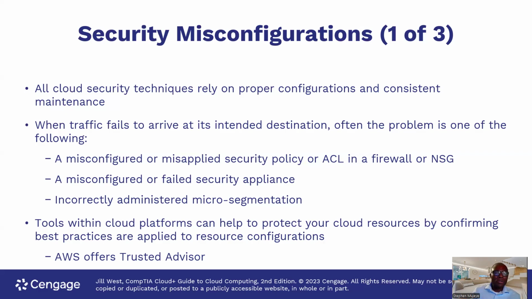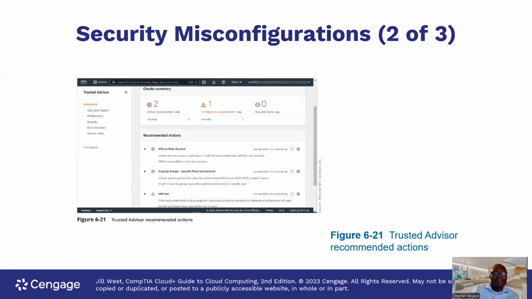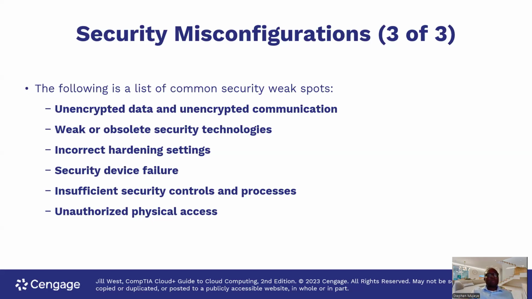There are tools that can be used within the cloud to help protect the cloud resources by confirming best practices are applied to resource configurations. AWS offers Trusted Advisor, right? You can see the Trusted Advisor recommendations like MFA, the same things, IAM, identity and access management. Below is a list of some of the security weak spots that you may want to avoid.